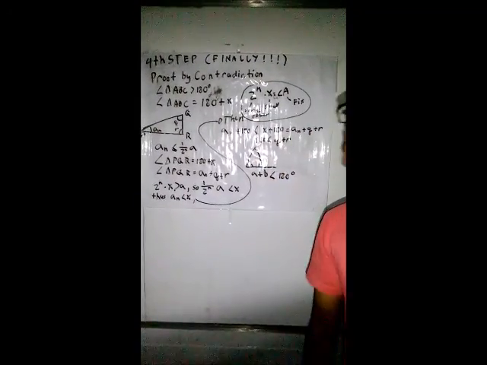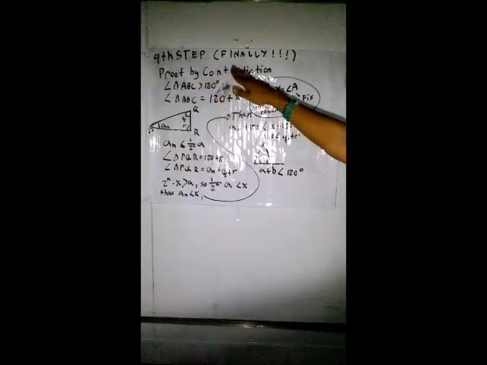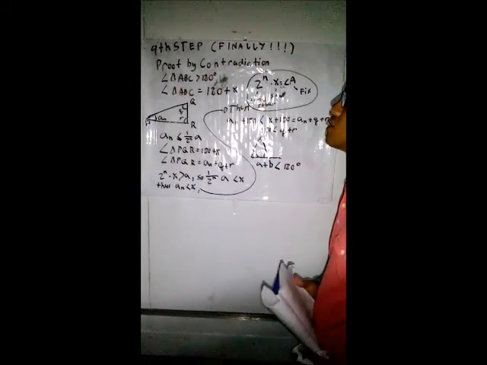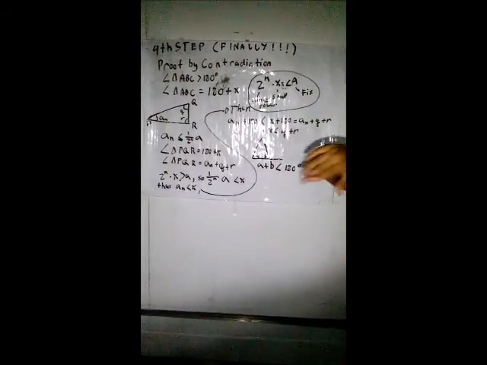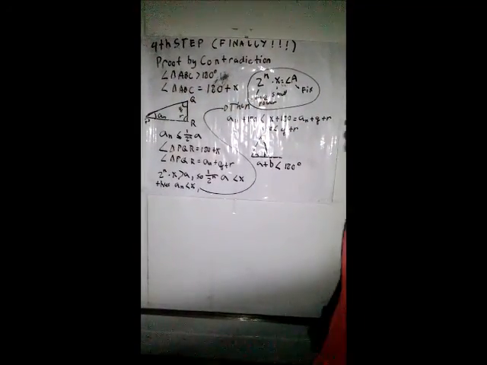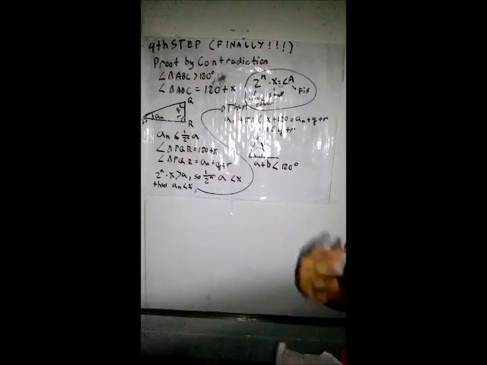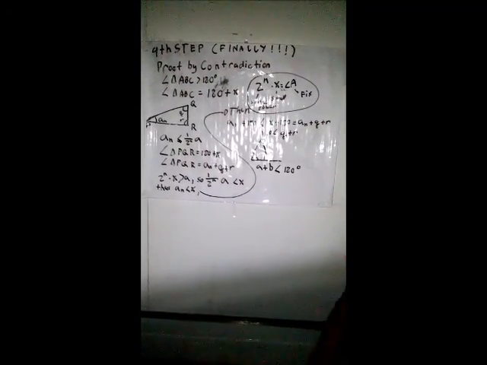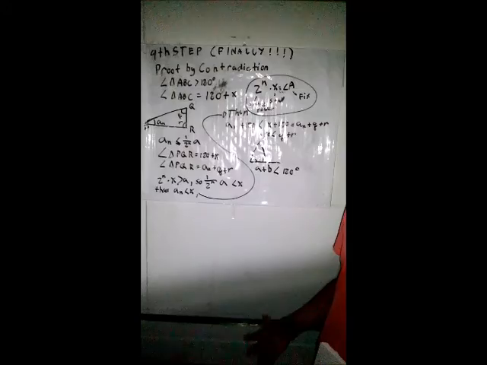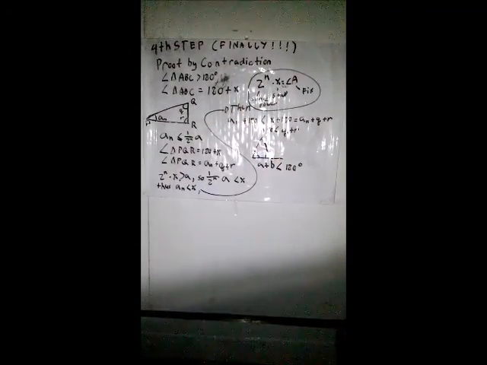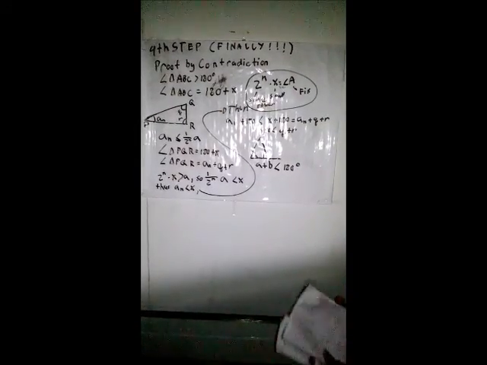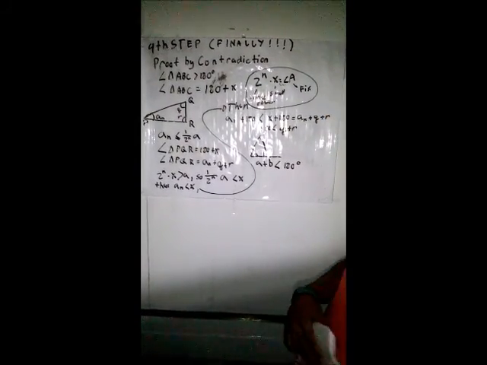So we're going to our fourth step, finally, but this is the most complicated one. We're going to use proof by contradiction. We're going to prove the opposite of what we need to prove. We need to prove that the sum of the angles of triangle ABC is at most 180 degrees. So the opposite: the sum of the angles of triangle ABC is greater than 180 degrees.